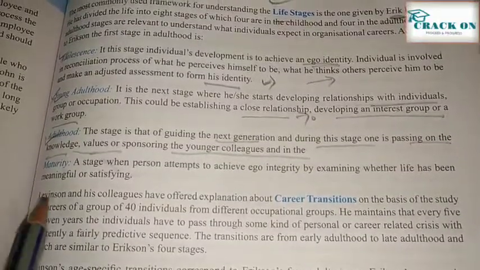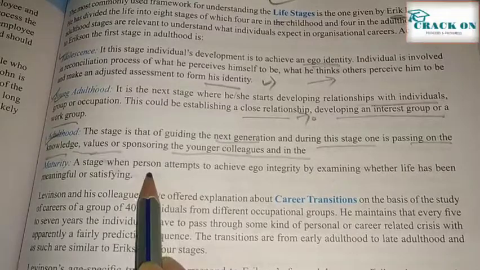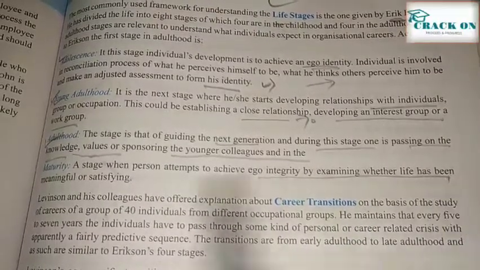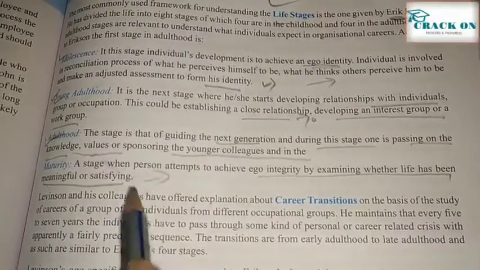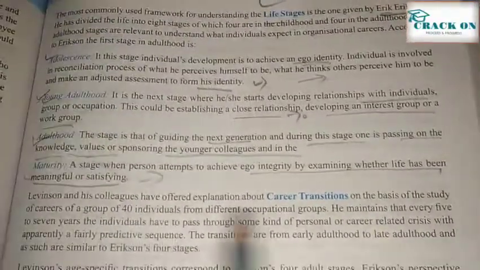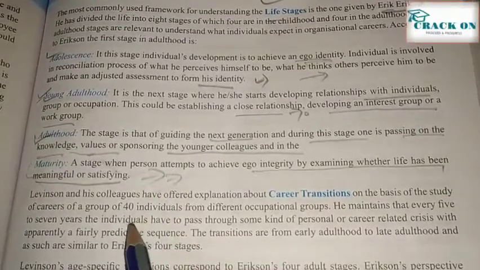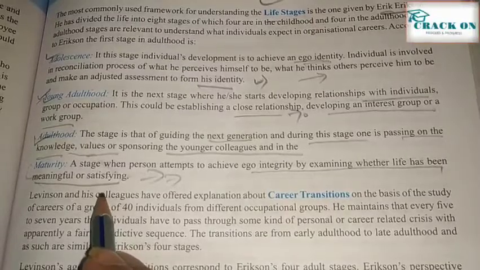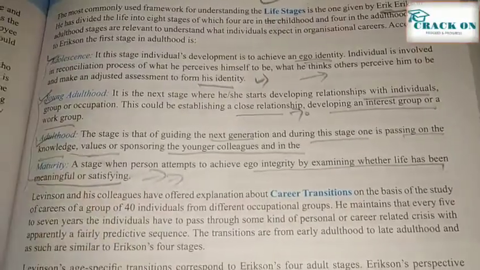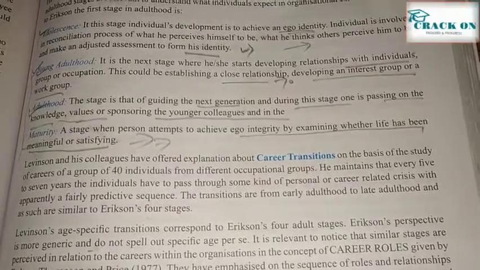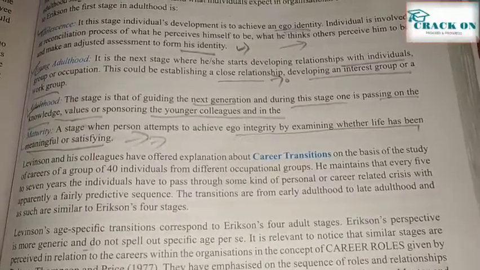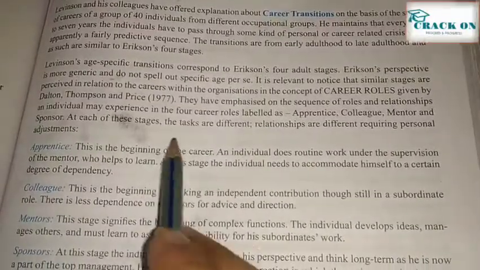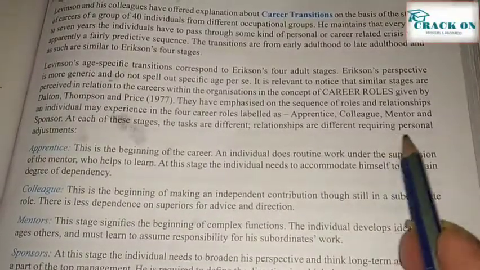Next one is the maturity stage, a stage when a person attempts to achieve ego integrity by examining whether life has been meaningful or satisfying. So we can say that in the maturity stage the person is analyzing whether he is getting a satisfying output, whether it is satisfying or not. So these 4 definitions are very important with respect to the exams also, right? Next, at each of these stages the tasks are different and relations are different, requiring personal adjustment.